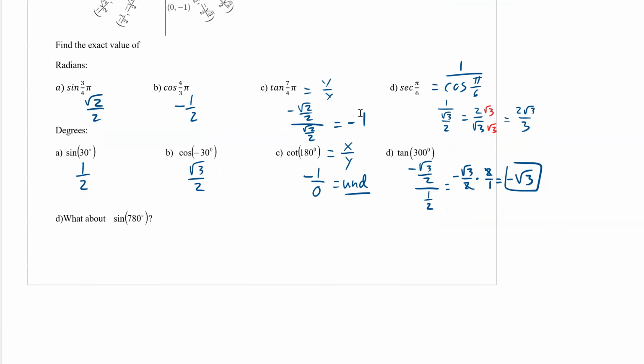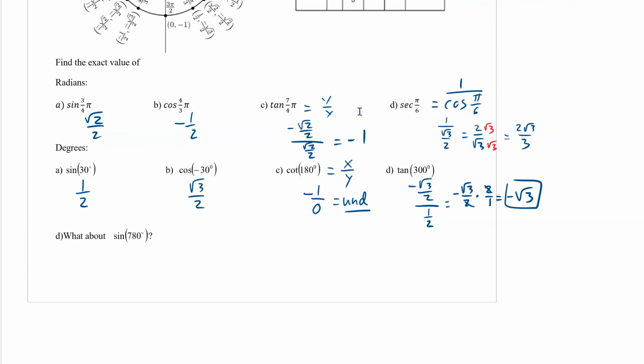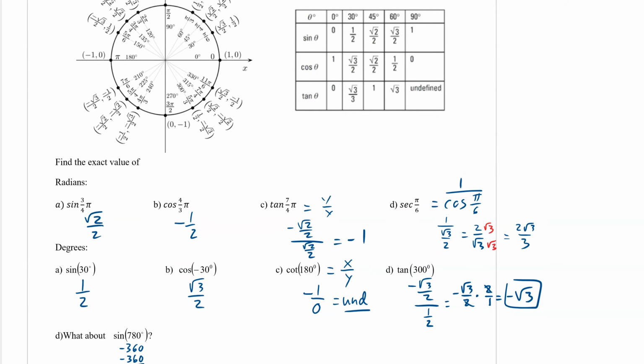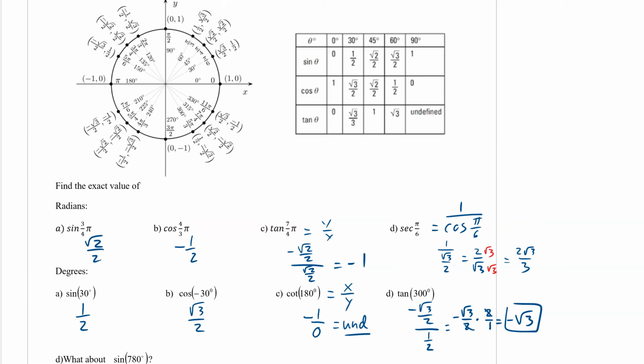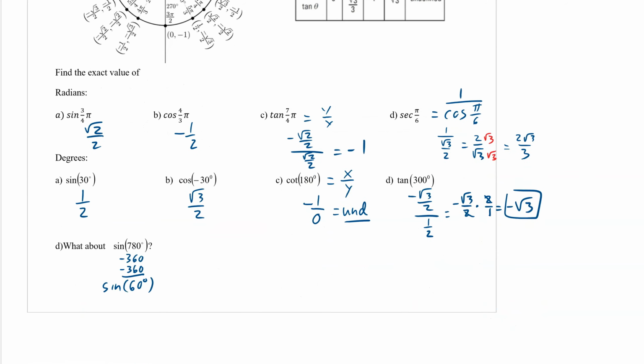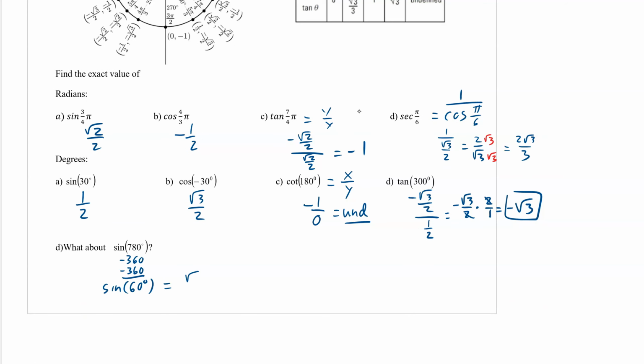So what about sine of 780? Well, we just have to find its coterminal. So if you subtract 360, and then we do it again, that would be 720. We would end up with 60 degrees. So it's really sine of 60. So if we go to 60 degrees, our sine would be rad 3 over 2. And there you go.